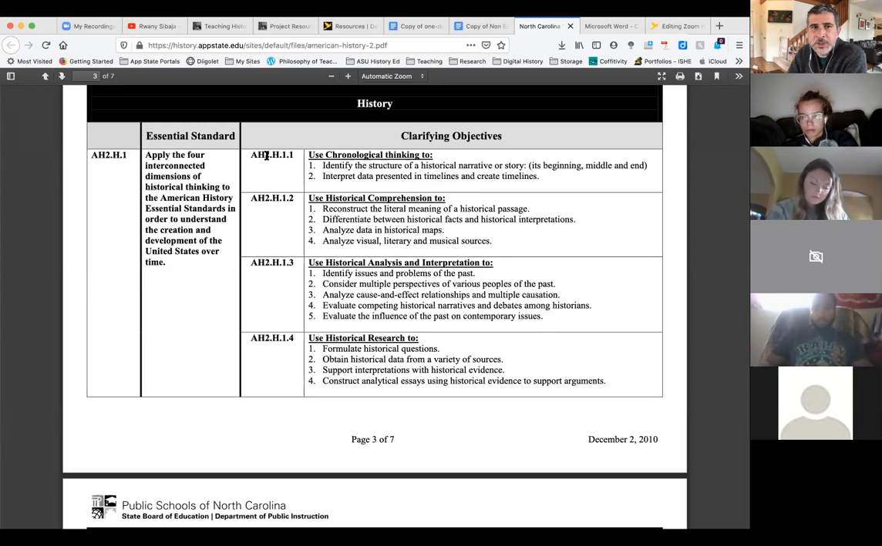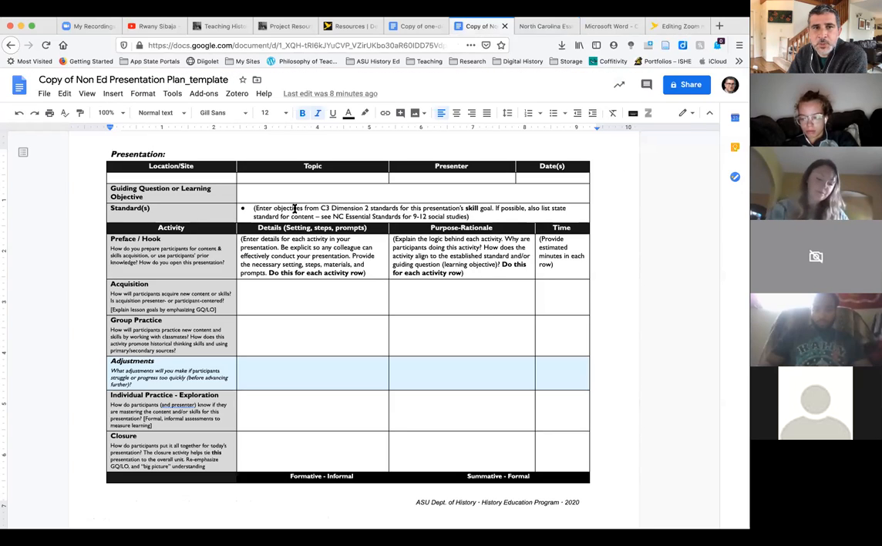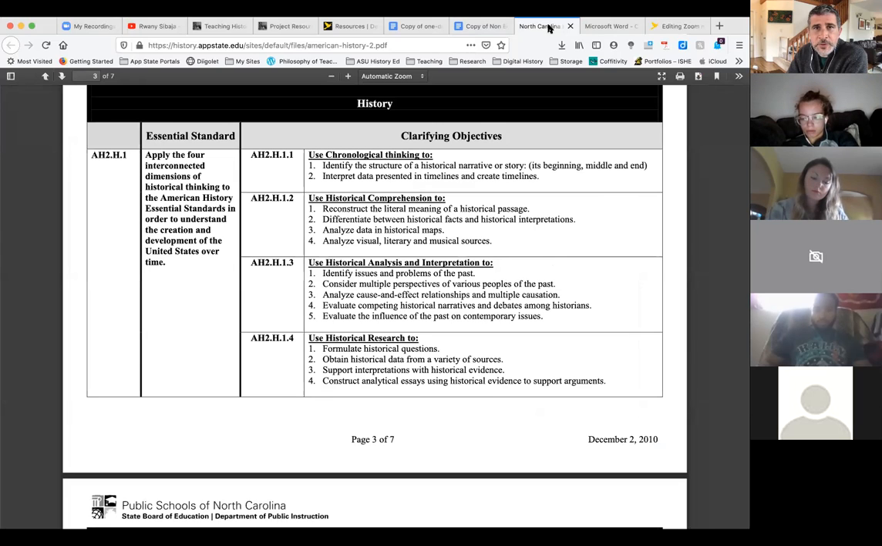So you just put AH2.H.1.1.2 and then just copy and paste that standard and the number into this row. Okay? Let me know if I'm going too fast, by the way. For those of you in the education template, this would be where you can draw your skill standard from. Okay, so any of these four and their substandards. So that's one place you can get it at.